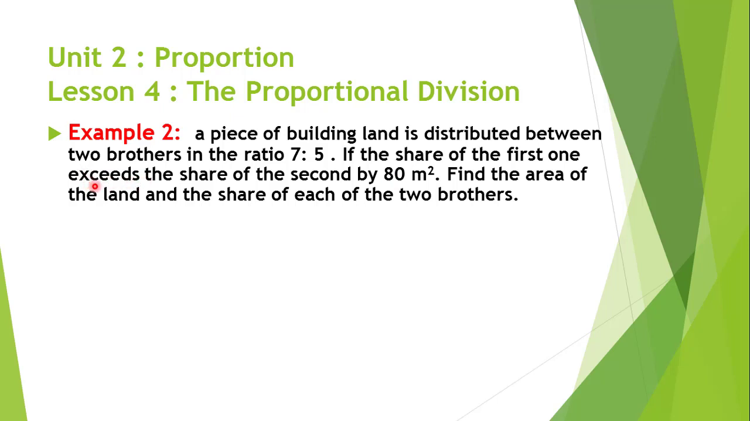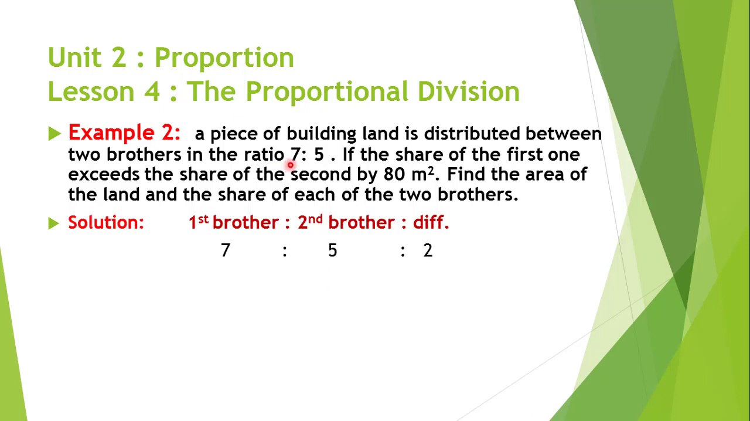Exceeds, it means this is the value of the subtraction of the 2 areas. The first one minus the second one equal 80. Okay, so this is a difference. So let's arrange our information. We have 2 brothers, the first brother and the second brother. Also we have the difference here. Exceed means difference. The first brother 7 to 5, and the difference between ratios 7 minus 5 equals 2. The real difference is 80.